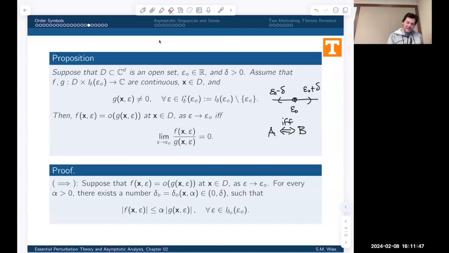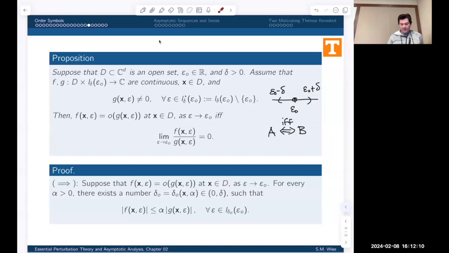So I have to prove two directions. One is if I assume this, then I need to prove this. And then the other direction is if I assume this, then I need to prove this. Okay. And this is going to be the most useful form of this little O notation that we're going to have. Okay.